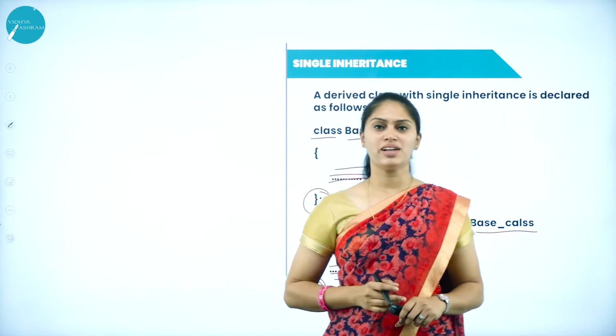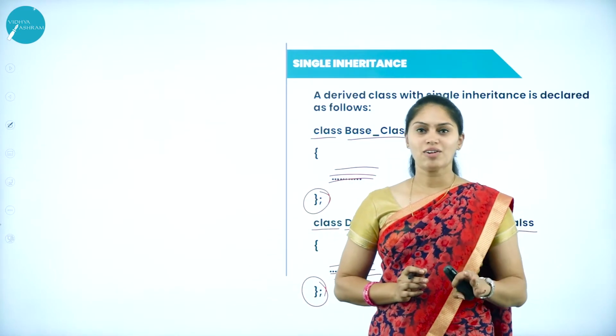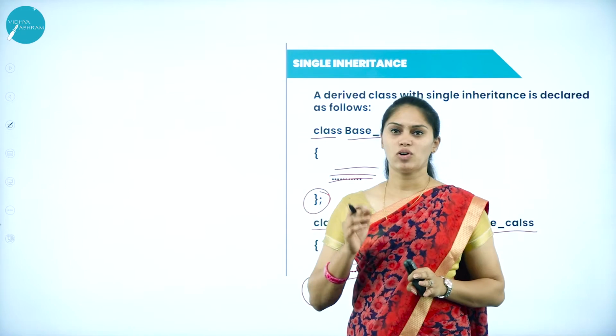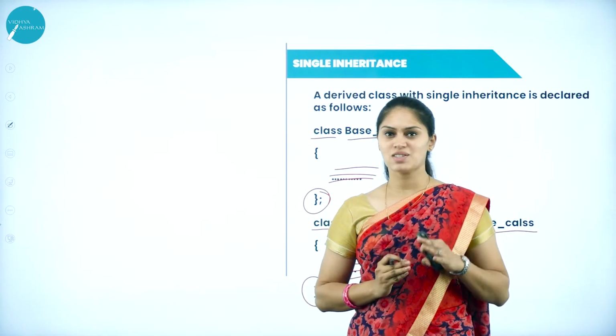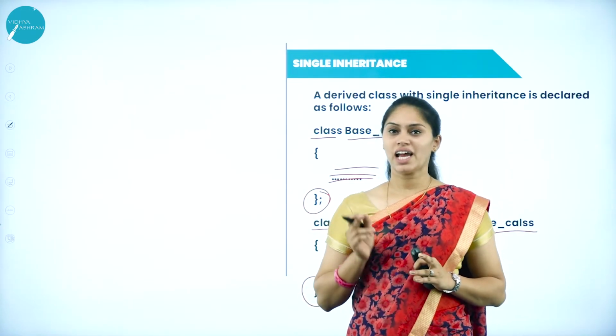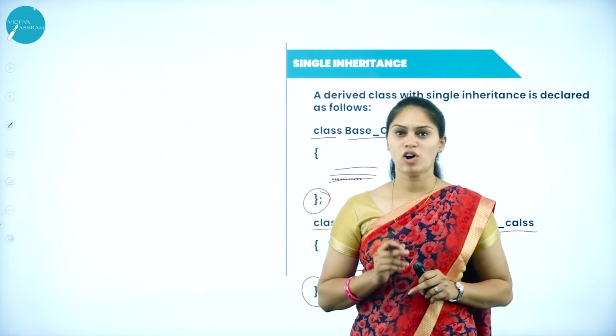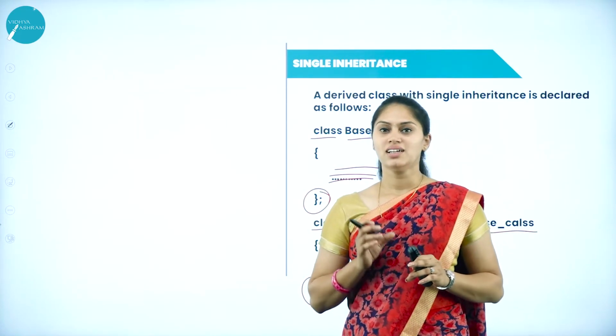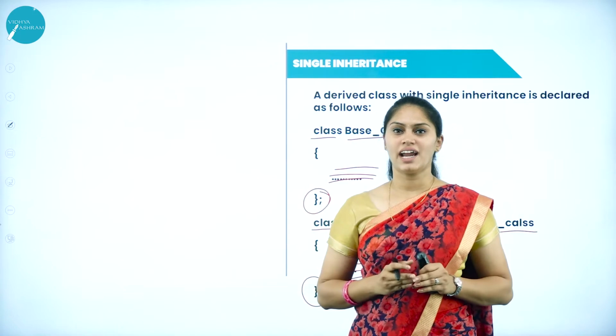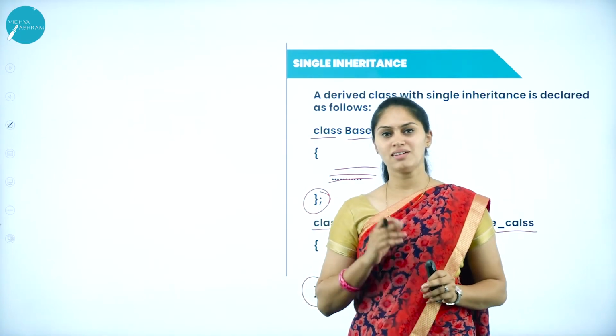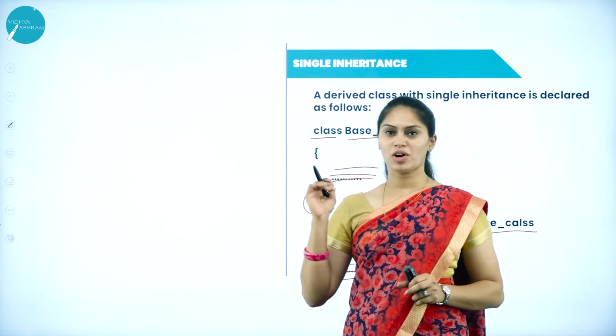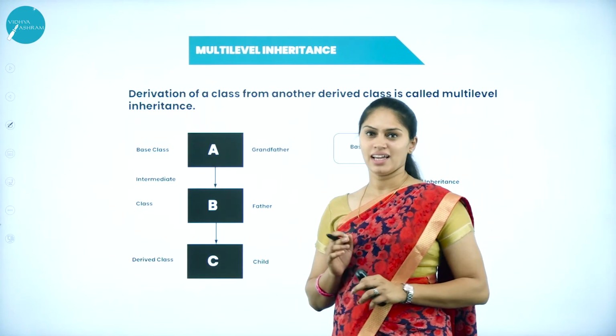Here you have to remember one thing: the derived class is going to create an object. So which class is going to create an object? The derived class. With the help of that object, I can access the data members and member functions of a base class. I hope you understood single level inheritance.